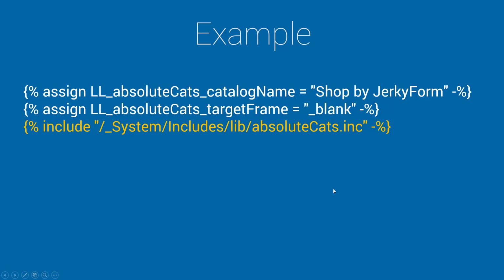So an example of how to implement this, or how to call a liquid library item, for instance, is you'll see here that we have a liquid library item on the bottom in orange here that is absolute cat. So this will output a list of catalog items in Business Catalyst with absolute URLs. So this makes the call to the library item, but then we need to tell the library item certain things that we want to happen. So for example, we are saying that we want to call this particular catalog name Shop by Jerky Form, and then we want to open up the links in a new target frame.